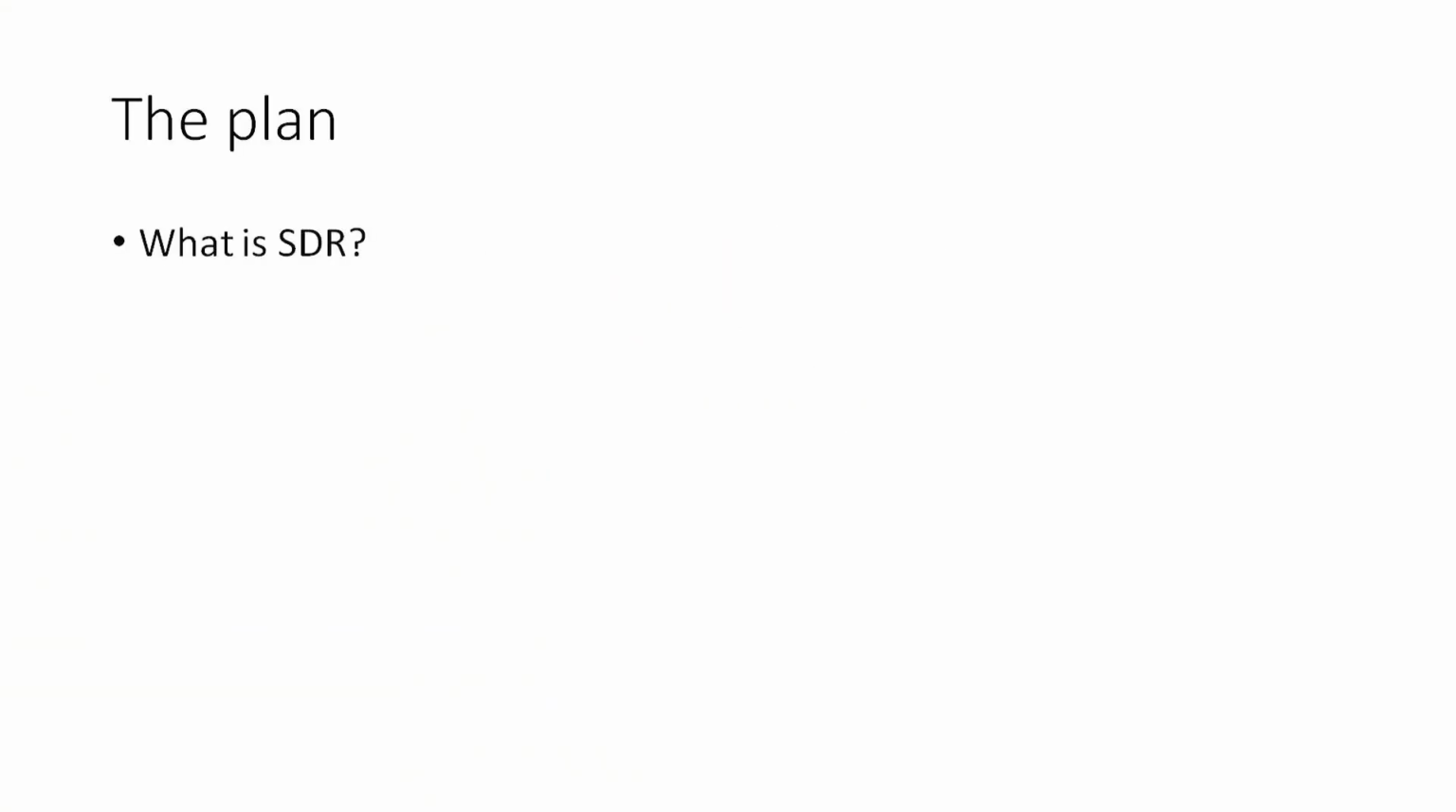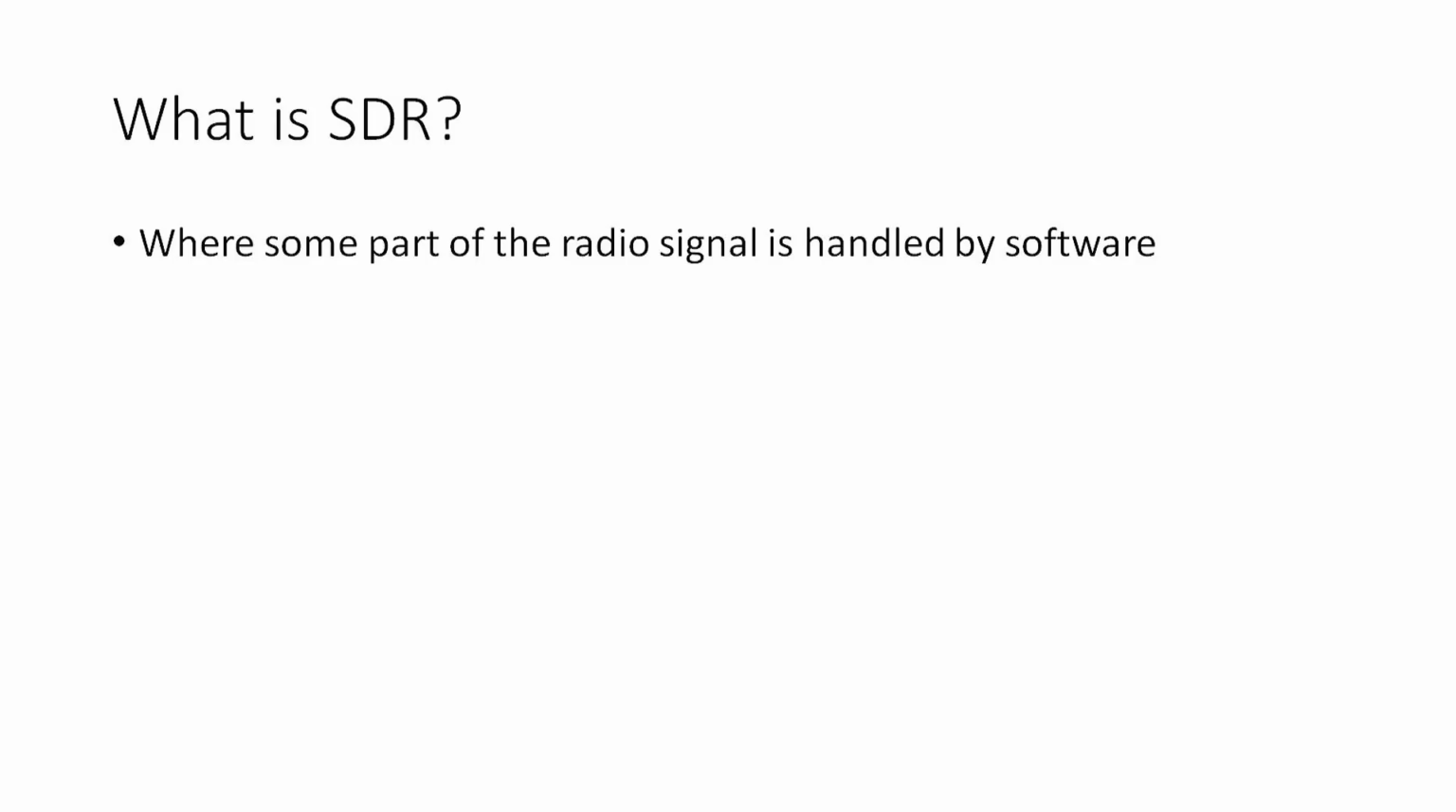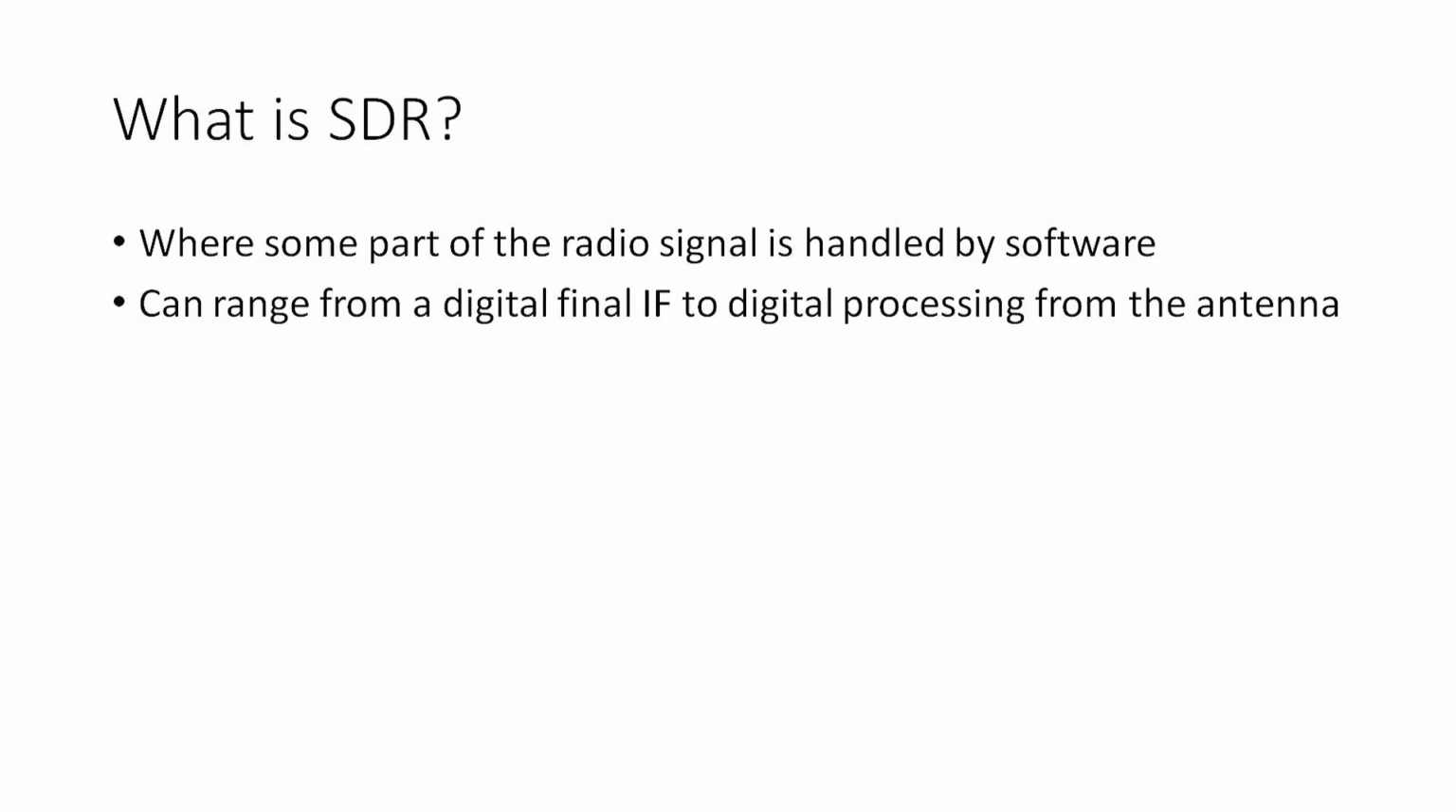So let's start off by what do we mean by an SDR? And basically, that's what I'm going to talk about. So the basic principles, some types of SDR, and a bit about next generation in SDRs. When we talk about SDRs, it's pretty broad, to be honest. Early SDRs were where some part of the signal was handled in software, and that can range right through to where everything from the antenna is digitized. So there's a huge range of different types of software-defined radio.